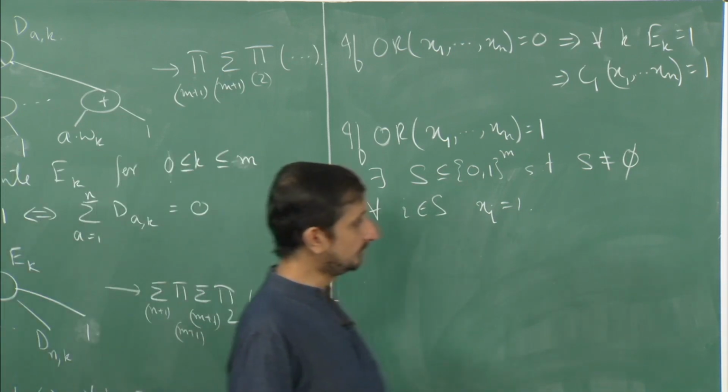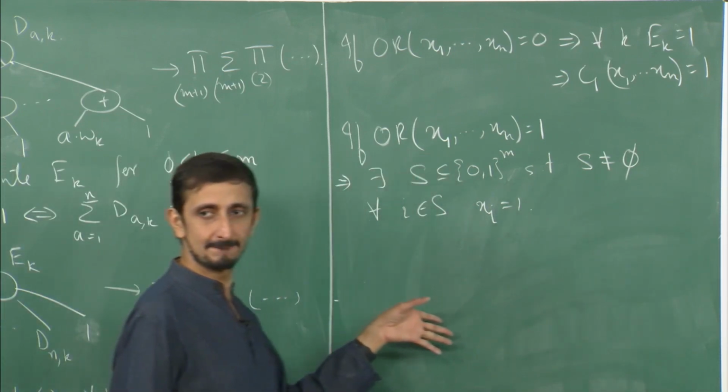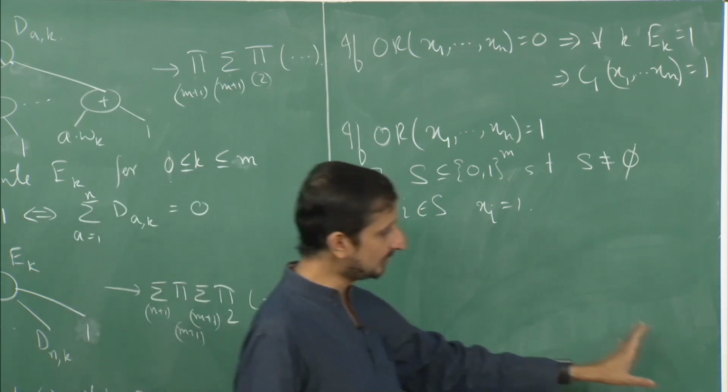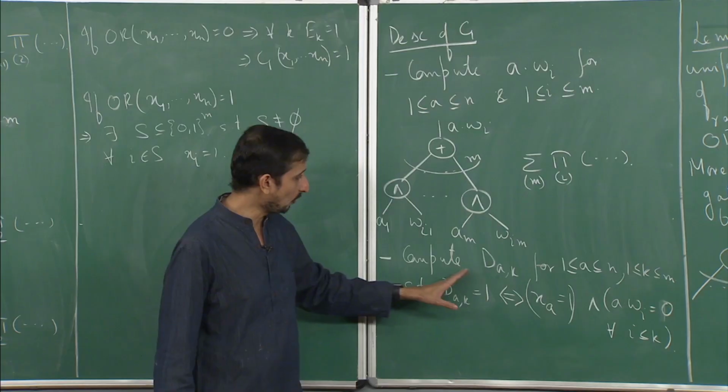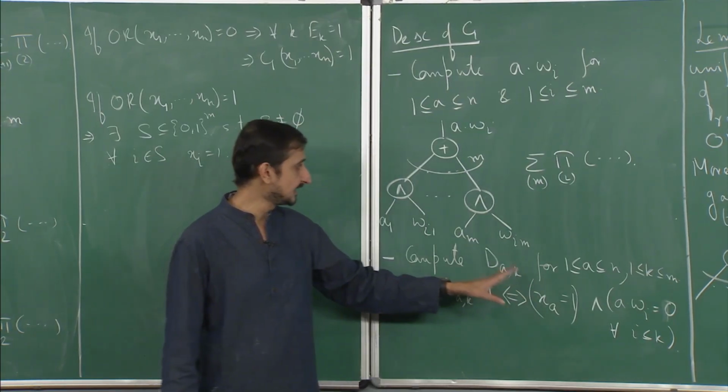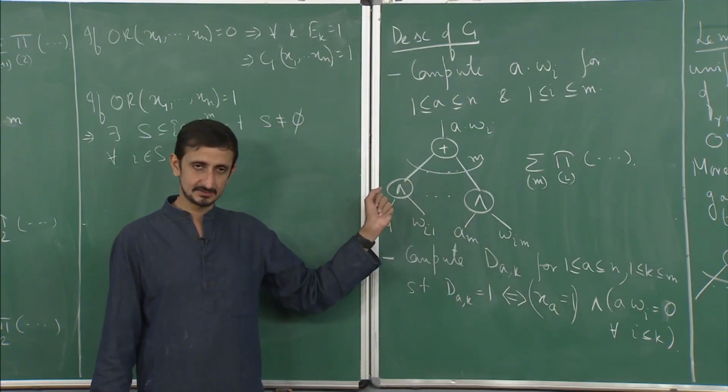Now what does Valiant and Vazirani give us? So according to Valiant and Vazirani, what it tells us now is that, well, if I look at all these DAKs, what does it tell us?